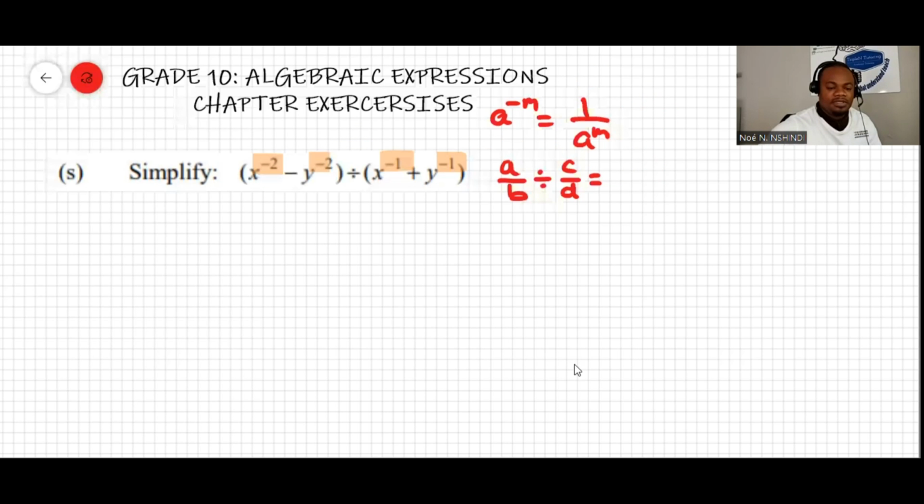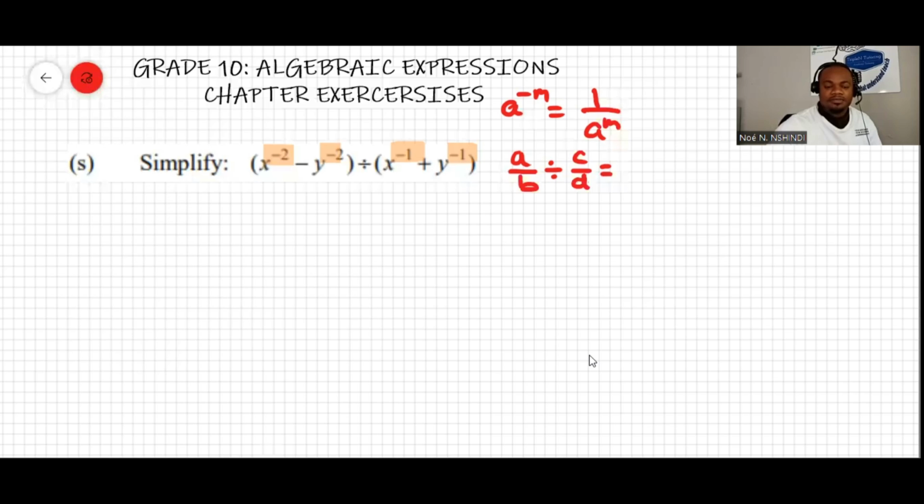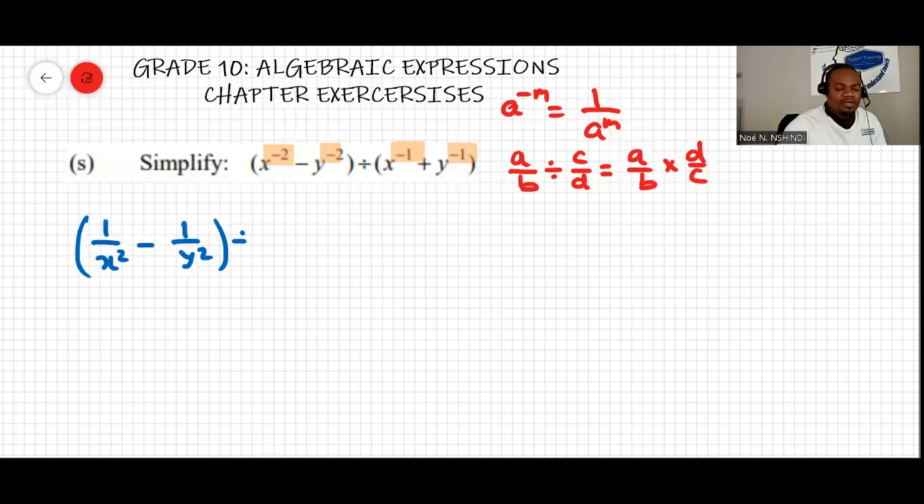is equal to a over b multiplied by d over c. So x raised to negative 2 can be written as 1 over x squared minus 1 over y squared, divided by 1 over x plus 1 over y. I don't really need to write the power of 1. When the power is 1, I don't have to write it.